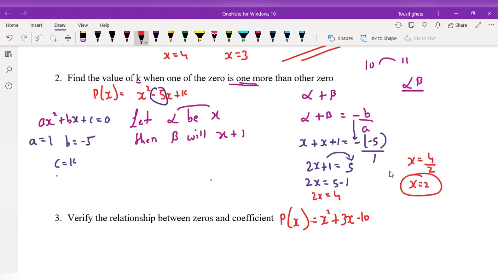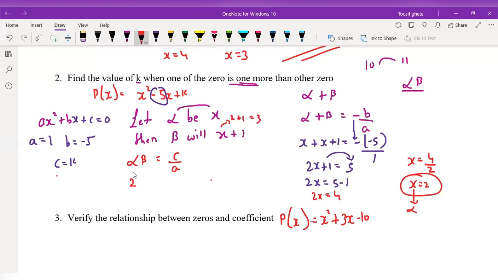But we are going to find out the k value, right? So there is one more, alpha beta, the product form. That is alpha beta is equal to c by a. Alpha value we know, we got it as 2, because we took x as alpha. Correct? And beta is x plus 1. So beta, what do we get? 2 plus 1.